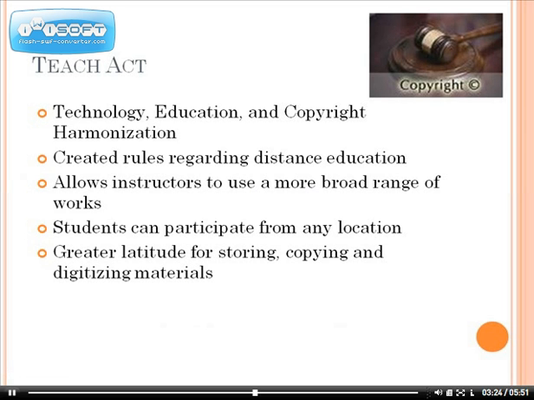The TEACH Act facilitates and enables the performance and display of copyrighted materials for distance education by accredited nonprofit educational institutions that meet the TEACH Act's qualifying requirements. Its primary purpose is to balance the needs of distance learners and educators with the rights of copyright holders. Under the TEACH Act, instructors may use a wide range of works in distance learning environments. Students may participate in distance learning sessions from virtually any location, and participants enjoy greater latitude when it comes to storing, copying, and digitizing materials.